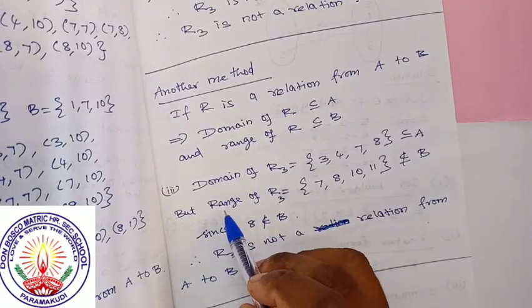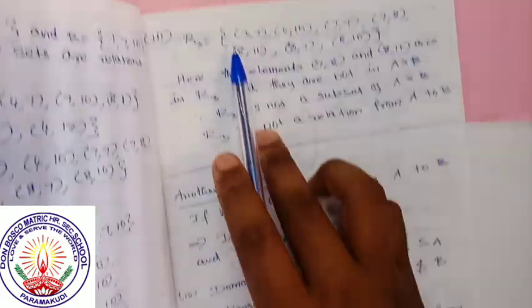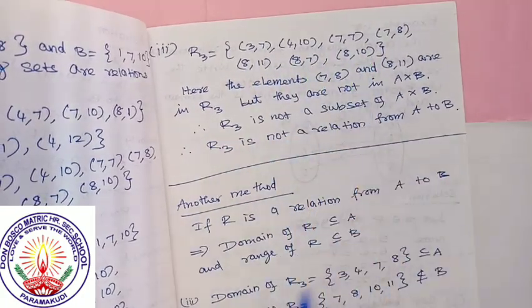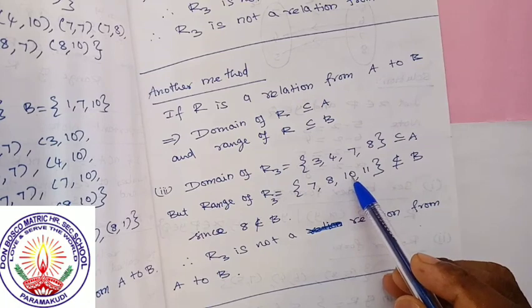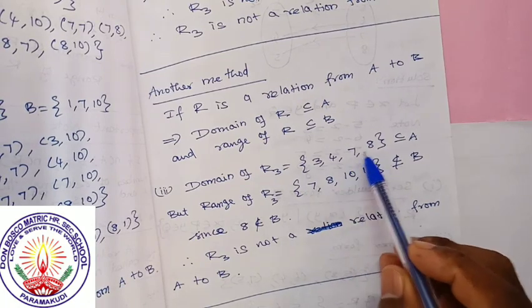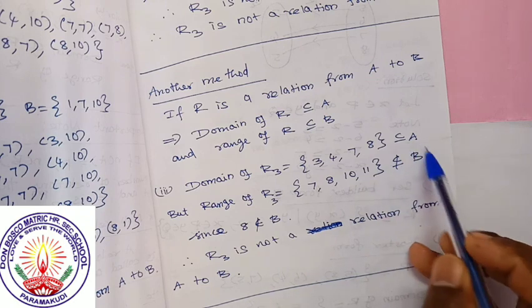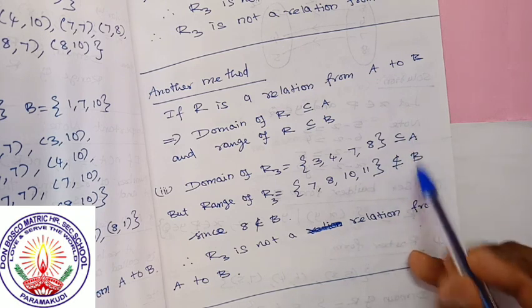Range. What is range? Set of all second coordinates. What are the second coordinates? 7, 10, 7, 8, 11. So the answer is 7, 8, 10, 11. Now look at 3, 4, 7, 8, which is a subset of A, but 7, 8, 10, 11 is not a subset of B. Therefore, it will not be a subset of A cross B.